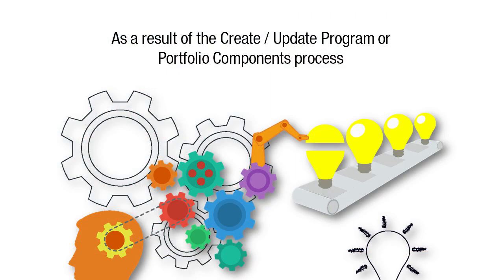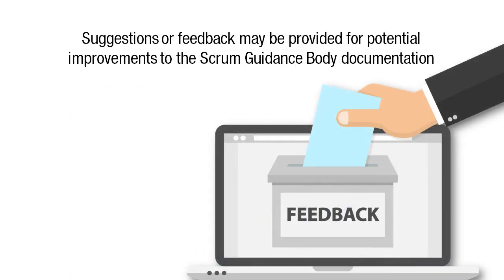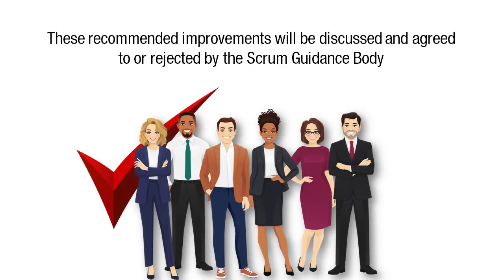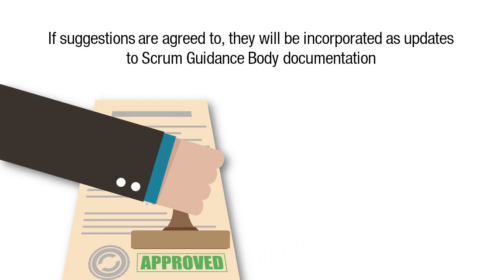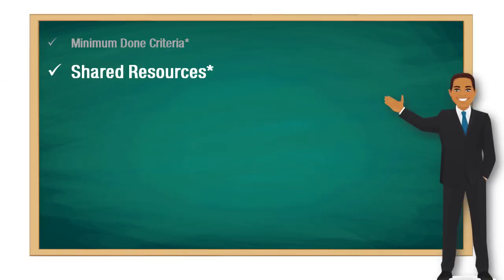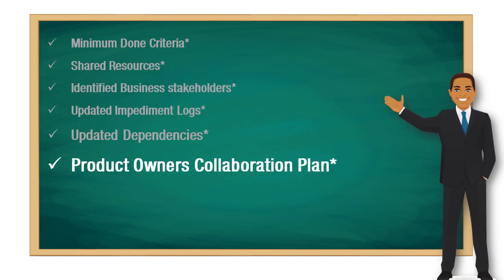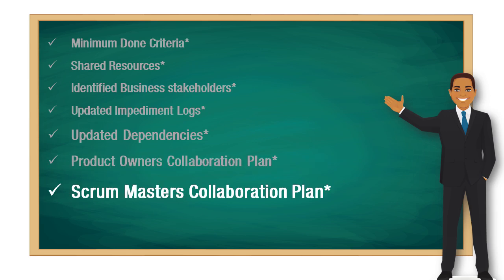As a result of the create and update program or portfolio components process, suggestions or feedback may be provided for potential improvements to the Scrum guidance body documentation. These recommended improvements will be discussed and agreed to or rejected by the Scrum guidance body. If the suggestions are agreed to, they will be incorporated as updates to the Scrum guidance body documentation. Other outputs of this process, which are discussed in other videos of this course, include shared resources, product owner's collaboration plan, and Scrum Master's collaboration plan.